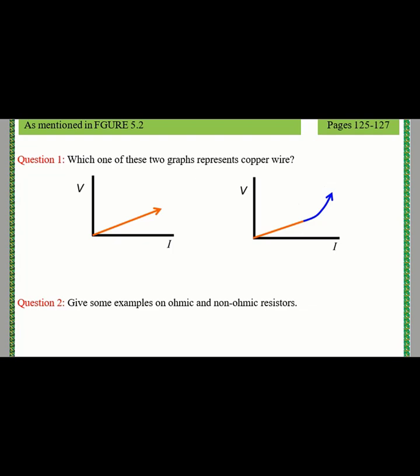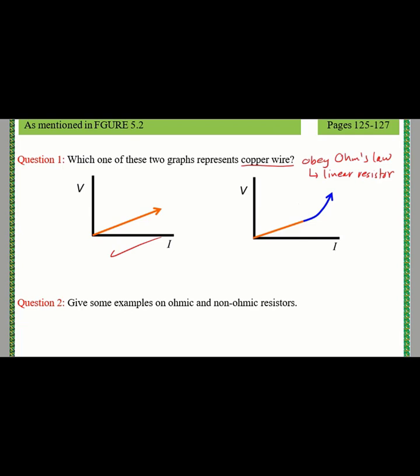You know that copper wires obey Ohm's law. So it is a linear resistor. That means the graph should be a straight line. So the answer is the left one.